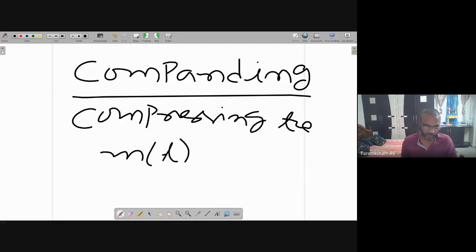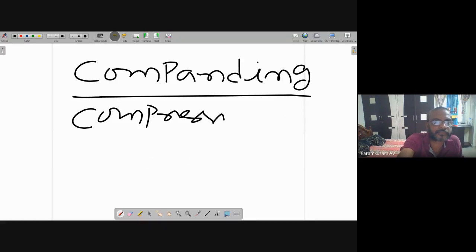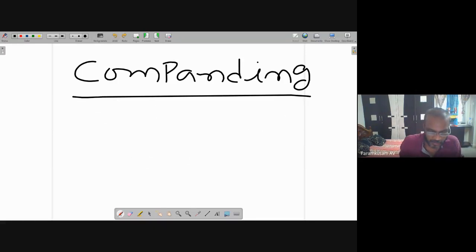The non-uniform quantization can be obtained by first compressing the signal samples, and then using uniform quantization. You note on graph for this companding.